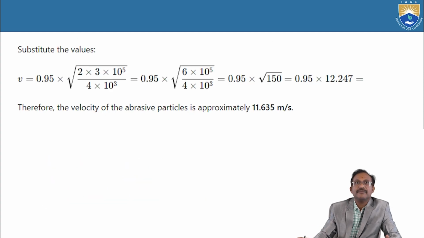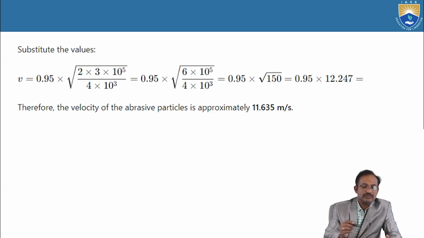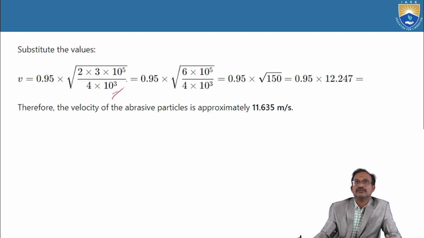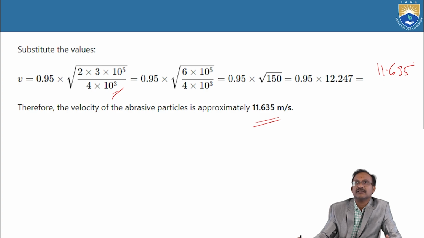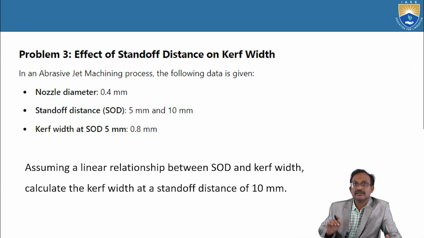Now substitute the values. V equals, substitute C_D, this is 2 times P, this is density. So that we get at the end 11.635 meters per second.